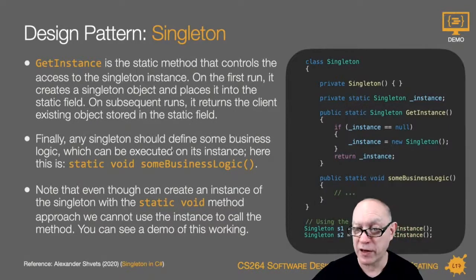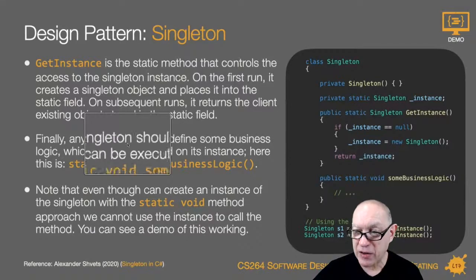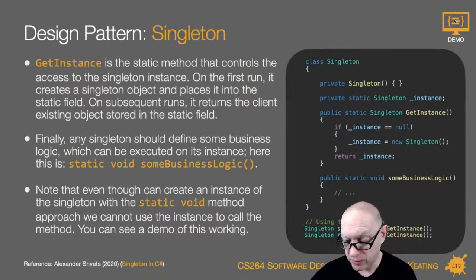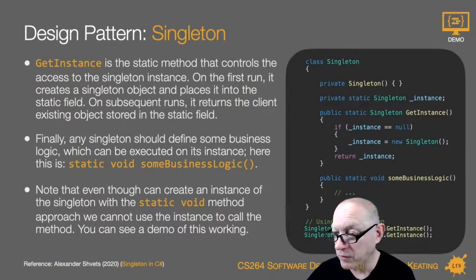Any singleton should also define some business logic. In other words, what does it actually do? You could have that by creating a static void method here called someBusinessLogic. Note that what's important here is that even though you can create an instance of the singleton, you can't actually use the instance to call the static method, and you can see a demo of this working. So maybe we have a look at this.